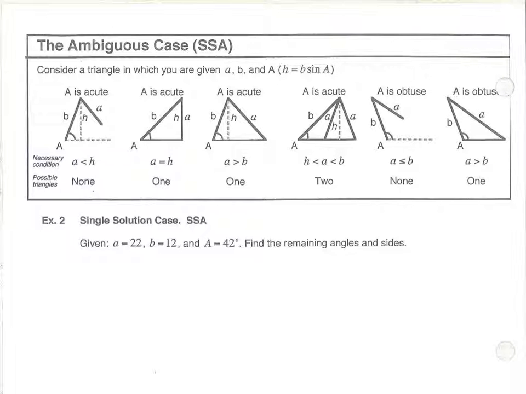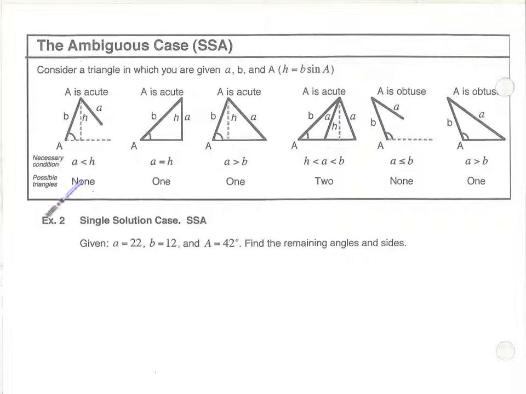This case is SSA, which is your bad word spelled backwards. For SSA, you could actually have no solution, one solution, or two solutions. Two solutions meaning the three things they give you, the two sides and the angle, could create two different triangles. Or it could create one triangle, or it could create no triangle.